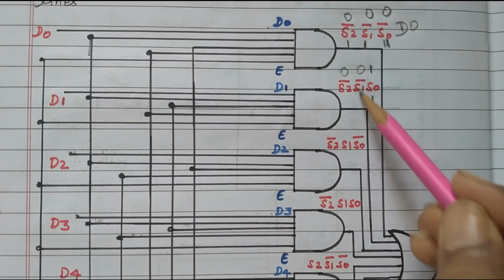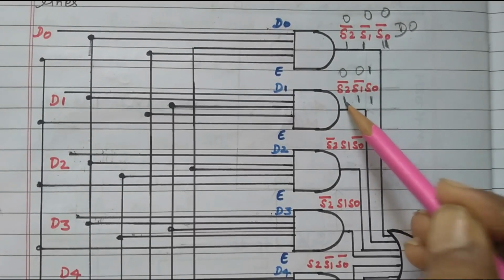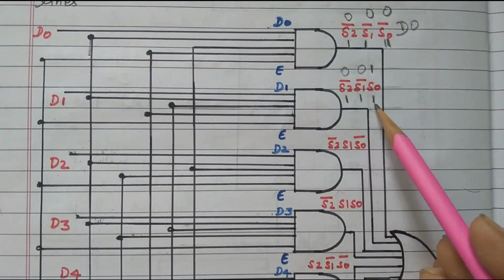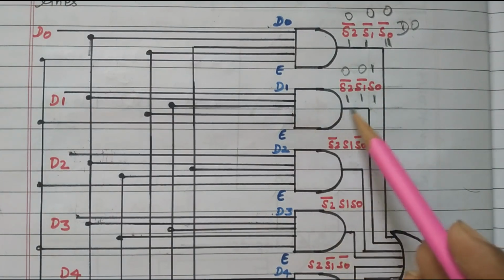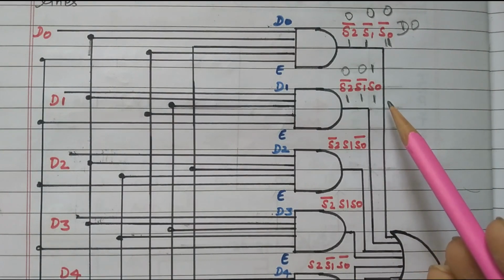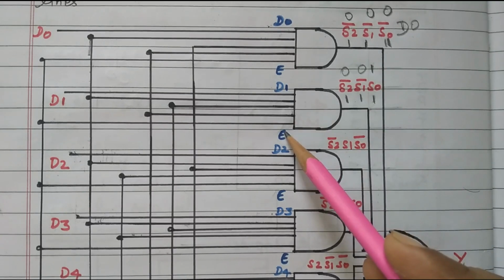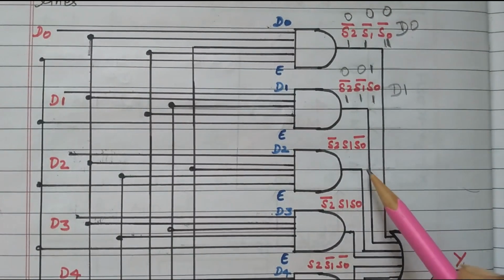S1 is 0, so that S1 bar becomes 1. S2 is 0, so that S2 bar becomes 1. See, this all becomes 1. So the selection lines are connected in such a way that automatically it becomes 1, so that we are getting the corresponding output. Enable is already 1, so that automatically D1 is available at the output, right?